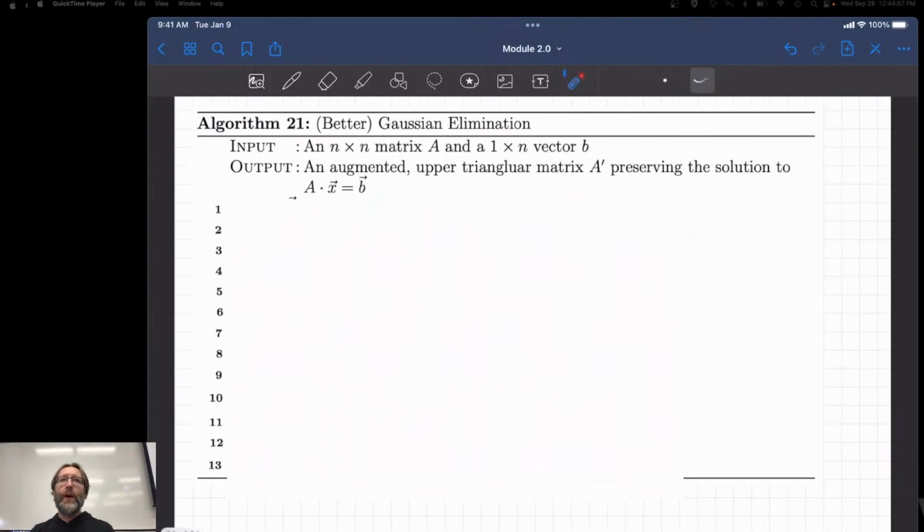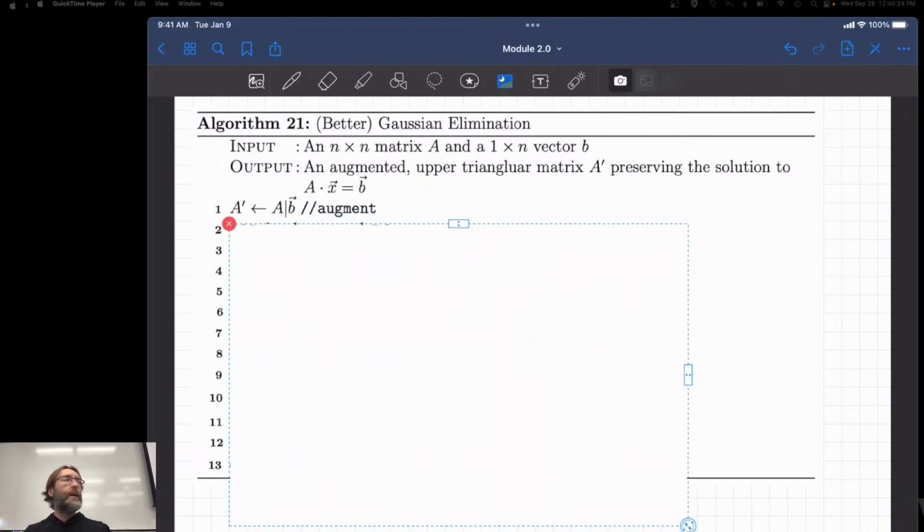Without having to write it from scratch, let's go line by line with the pseudocode that I provided in the book. First of all, we're given an n by n matrix and a 1 by n vector b, which is the solution vector on the right-hand side. Our output is going to be an augmented upper triangular matrix A prime preserving the solutions. In other words, it's not going to do any illegal operations. First of all, we create our augmented matrix by simply taking the original matrix and putting that column there as the last column.